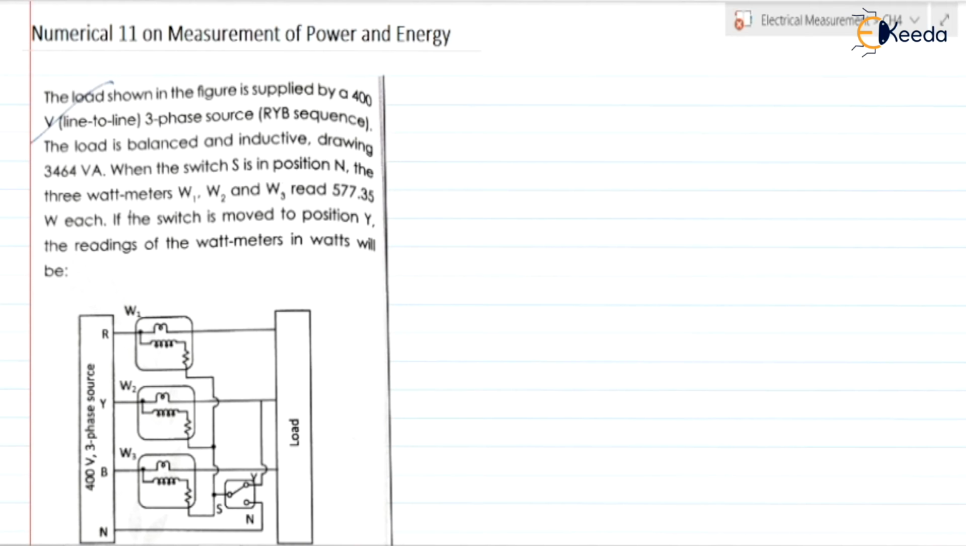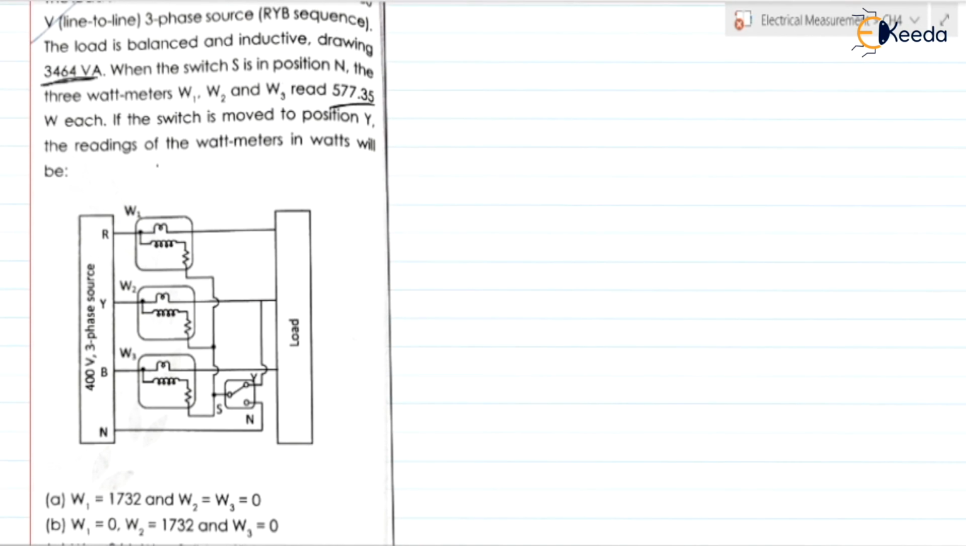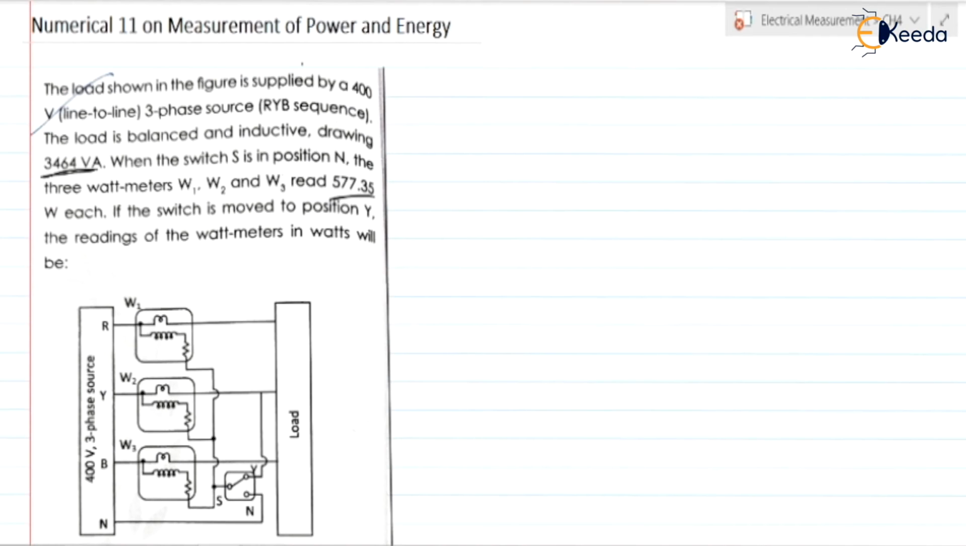Next, it is drawing 3464 volt ampere. The total volt ampere is given. When the switch S is in position N, the 3 wattmeters W1, W2, W3 read the given readings. Next, if the switch is moved to position Y, what will be the readings of the wattmeters in watts? First of all, note the given data. This is important. It is given that VL is equal to 400 volt.